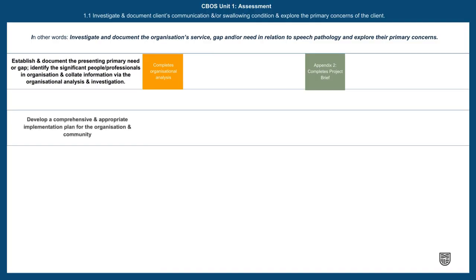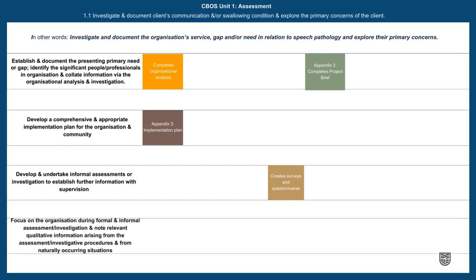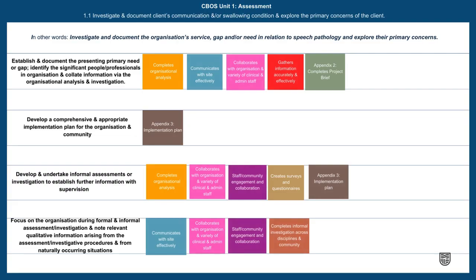The next one, develop a comprehensive and appropriate implementation plan for the organisation and community. This can be demonstrated through Appendix 3, the implementation plan. Document and undertake informal assessments to establish further information with supervision. One that stands out to me is students completing informal investigation across disciplines and community via the creation of surveys or questionnaires. And finally, focus on the organisation during assessment and note relevant information arising, which can be demonstrated through areas we've covered above, with some emphasis on the collaboration and consultation with the organisation and community.